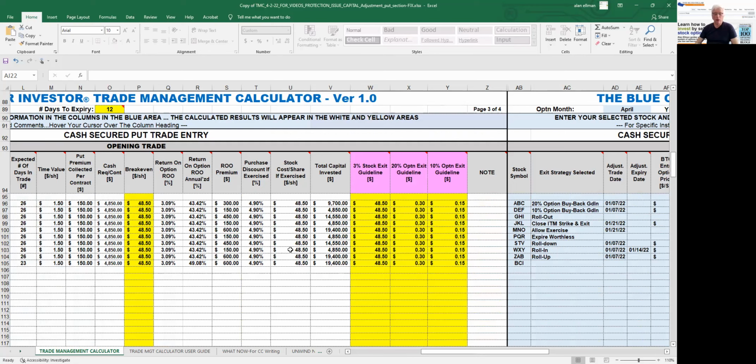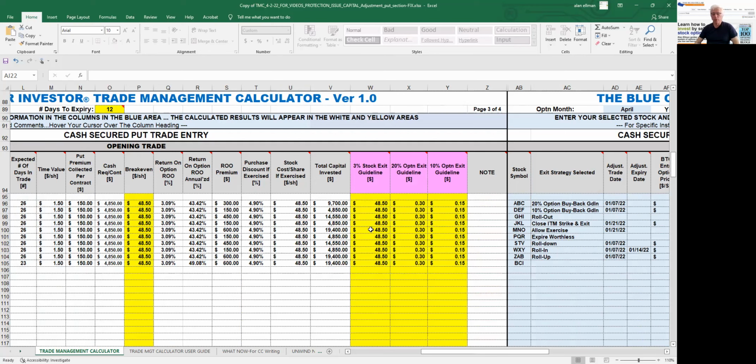It will give us our cost per share if exercised, which is really the same as the break-even price point. So column U will be the same as column P. Okay, and then it will give us the cash required in the investment, put strike minus put premium times the number of shares, and that will be the total capital required to secure those puts. And then finally, just like with covered calls, it will give us our exit strategy price points.